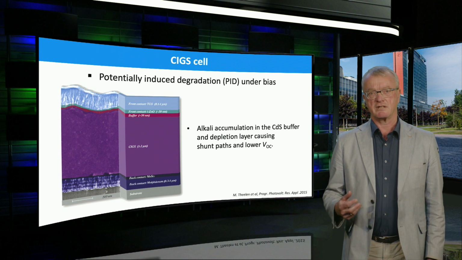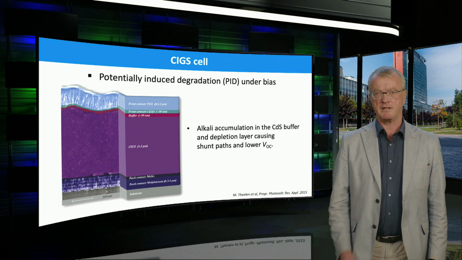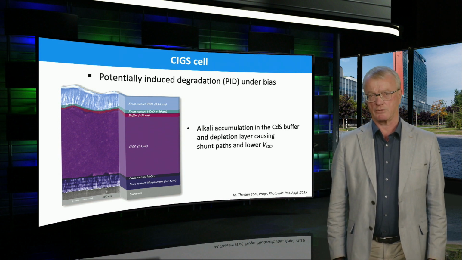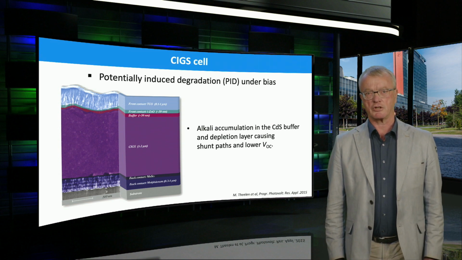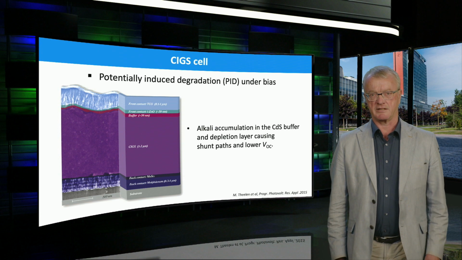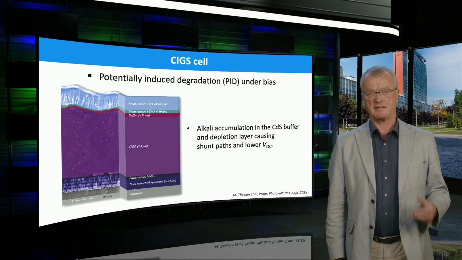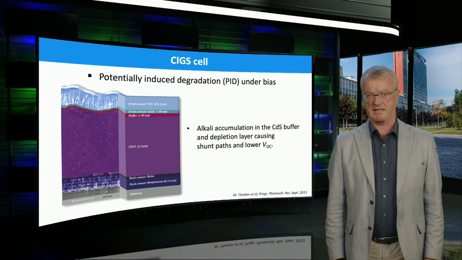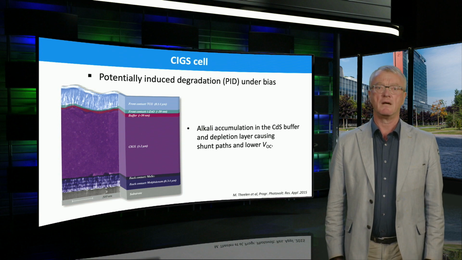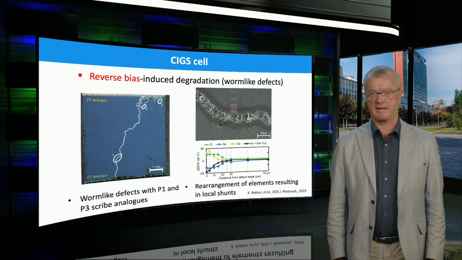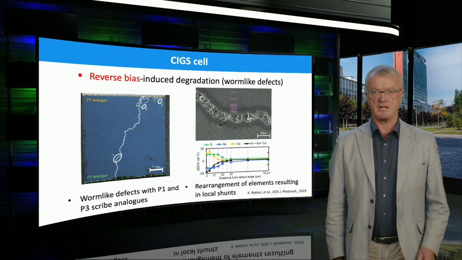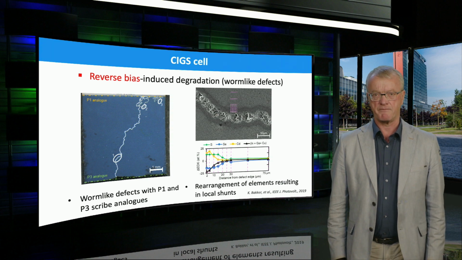Under bias conditions, and similar to silicon PV, potentially induced degradation, or PID, can occur. Degradation will be caused by alkali accumulation in the CIGS buffer layer and in the depletion layer, causing shunt paths and a lower VOC. Apart from moisture-induced and PID degradation, worm-like defects are found to be formed by exposing CIGS solar cells to reverse bias conditions.